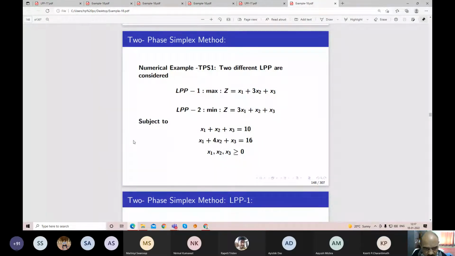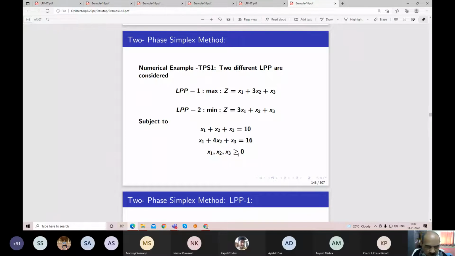So in the first attempt, we'll consider LPP1. In the second attempt, we'll consider LPP2. See, for LPP1, we have constraints. What are the constraints? x1 plus x2 plus x3 equal to 10, and another constraint x1 plus 4x2 plus x3 equal to 16, and x1, x2, x3 are given as non-negative. Later on you can take any type of constraints, no harm, but for a simple example, I am considering both the constraints as one type, let us say equality type.